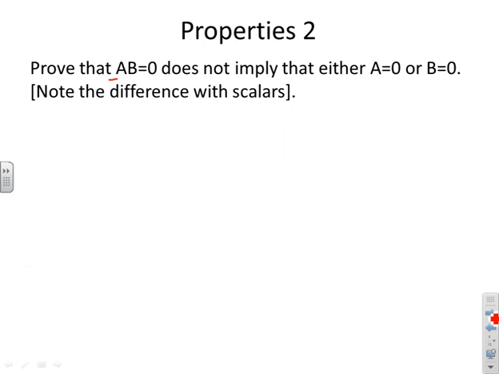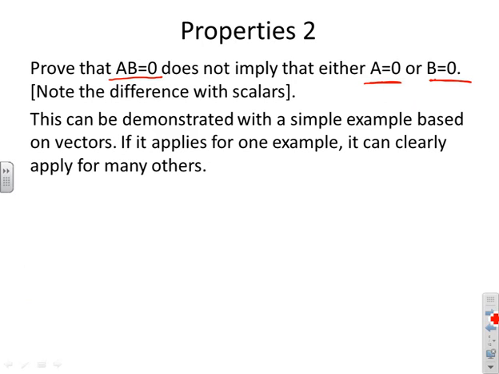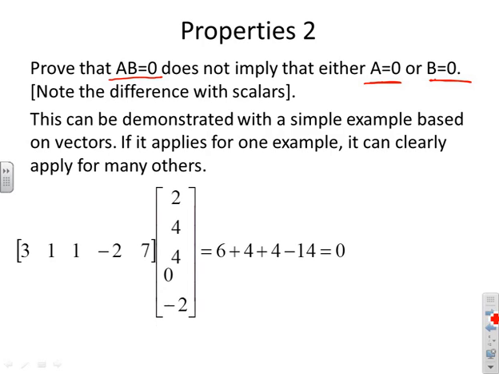Property 2. Prove that AB equals 0 does not imply that either A equals 0 or B equals 0, and clearly that's very different from the result you would get with scalars. This can be demonstrated with a simple example, and the view we're going to take is if you can show it works for a simple example, then it will obviously apply to many others. Here's a simple example then. You'll notice I have a non-zero row vector and a non-zero column vector.